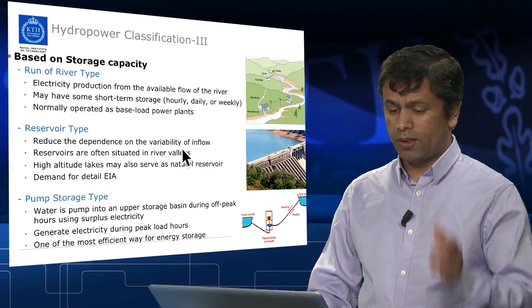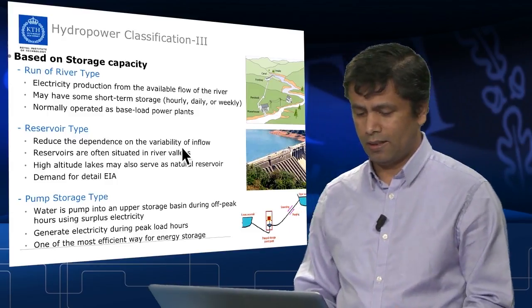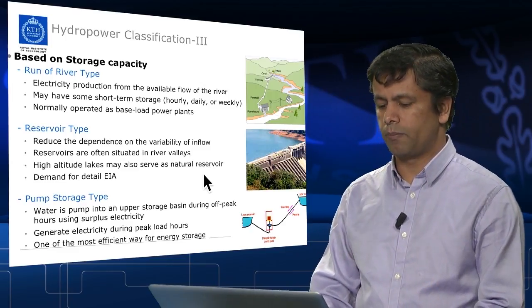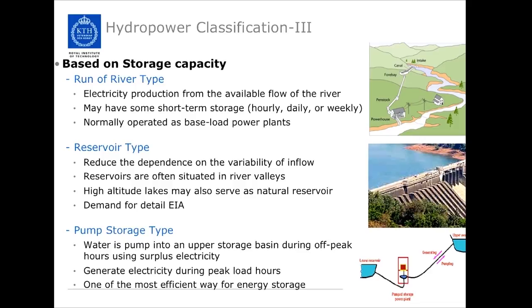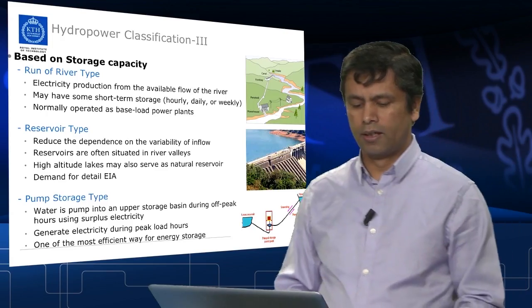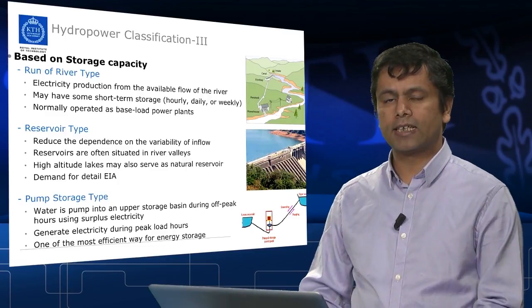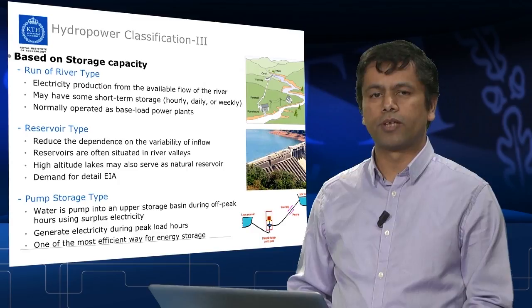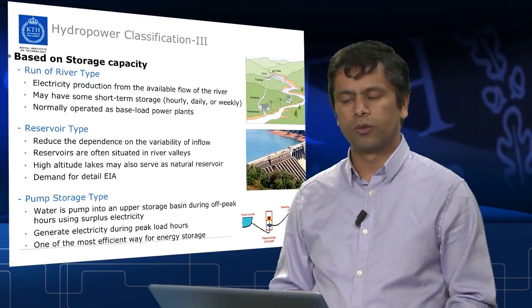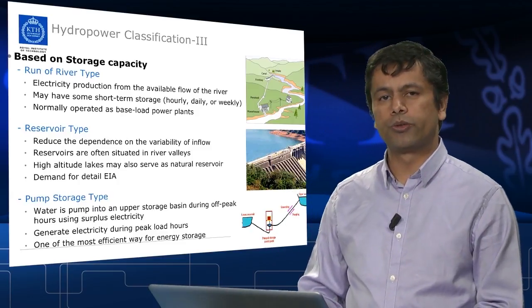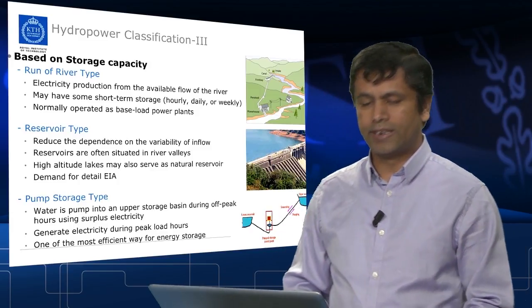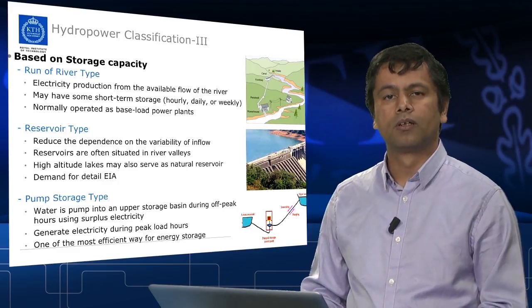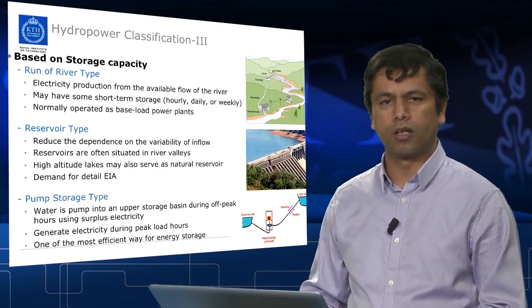And reservoir projects are mainly built to reduce the dependence on the variability of inflow. Reservoirs are often situated in river valleys, and there are also some natural lakes in the mountainous regions, which can be utilized as natural reservoirs. While designing this kind of reservoir project, we need to think of the upstream side as well as the downstream side, and sometimes when building a large reservoir project, we need to have an agreement with neighboring states or countries. This kind of project also demands detailed environmental impact assessments, since it can have more environmental impacts compared to run-of-river type projects.